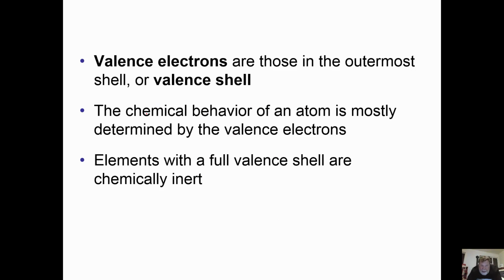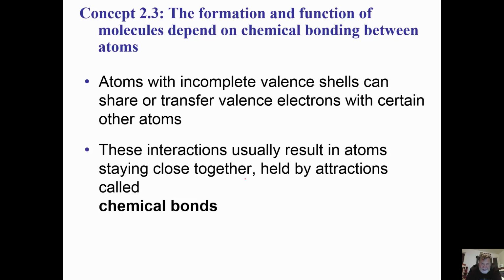Again, a lot of the properties of an element are going to be due to the valence electrons, the electrons in the outer shell, which kind of determine the shape of the element. And I'm not going to get into that big. You should get into that in biology. Again, atoms with incomplete valence shells can share or transfer valence electrons with certain other atoms. Again, that's share or transfer.